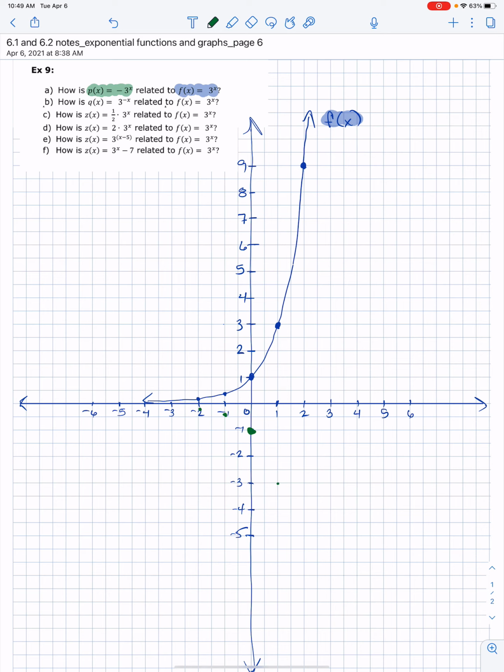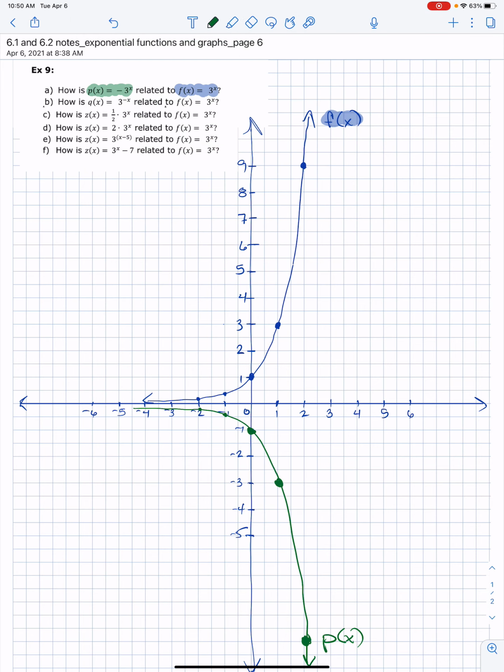So at 1, we're going to be at negative 3. At 2, we're going to be at negative 9. And here is our, oops, we'll make it hit. Right there and there, no problem. Here is our p of x, a reflection over the x-axis.